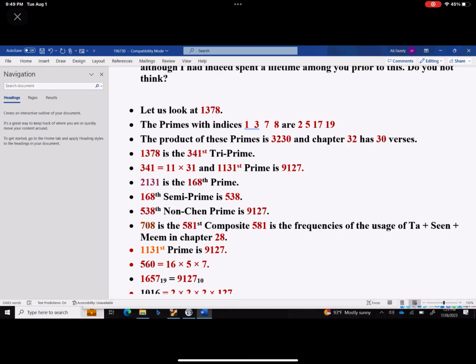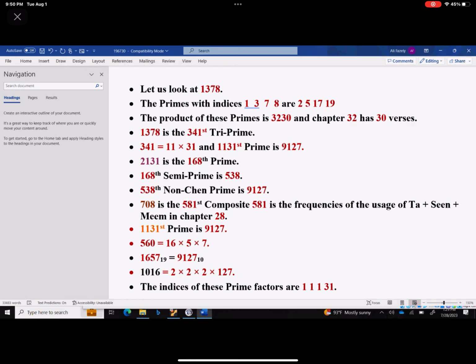341st triprime. 341 is equal to 11 times 31, and the 11th 31st prime is 9127. So you see, this number connected the fact that chapter 32 has 30 verses to chapter 9 having 127 verses. Always done like this, okay?